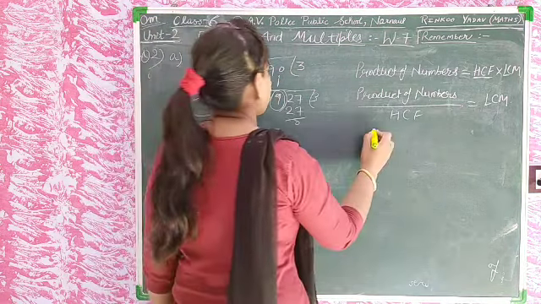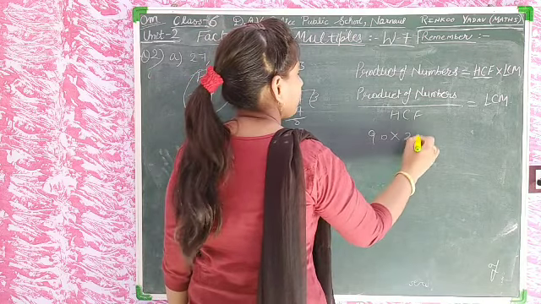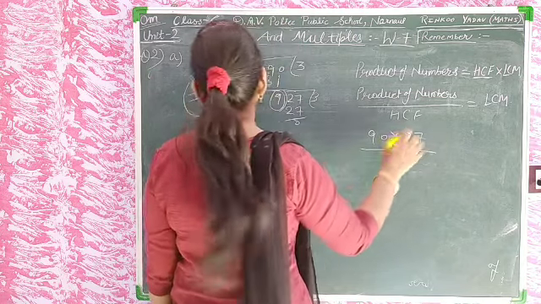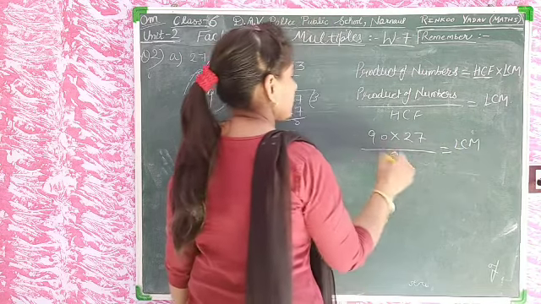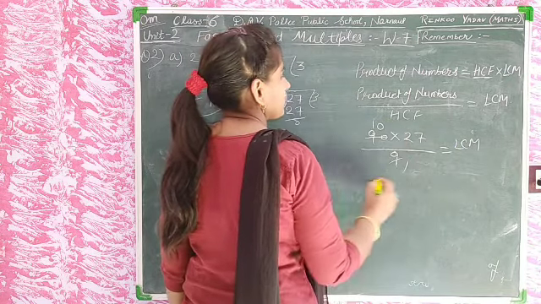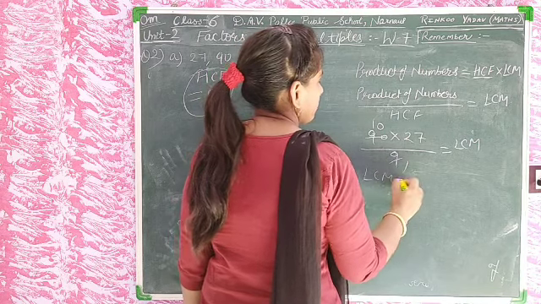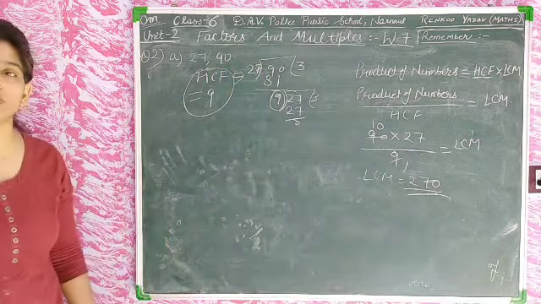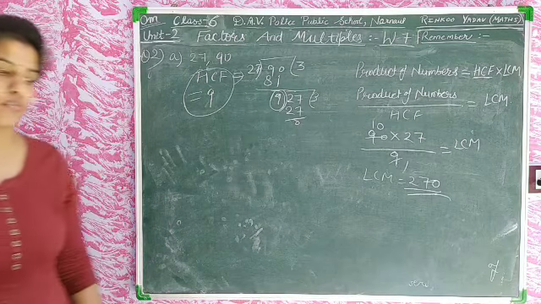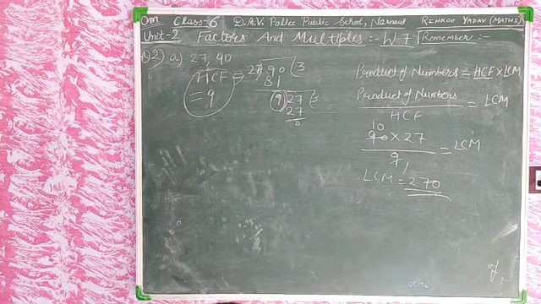So the product of numbers is 90 into 27, and the HCF here is 9, that is equal to LCM. 9 ones are 9, 9 threes are 27, so 90 divided by 9 is 10, and 10 into 27 gives 270. So LCM is equal to 270. Is this clear, students? Okay. Now in the same way, we will go to the next question.